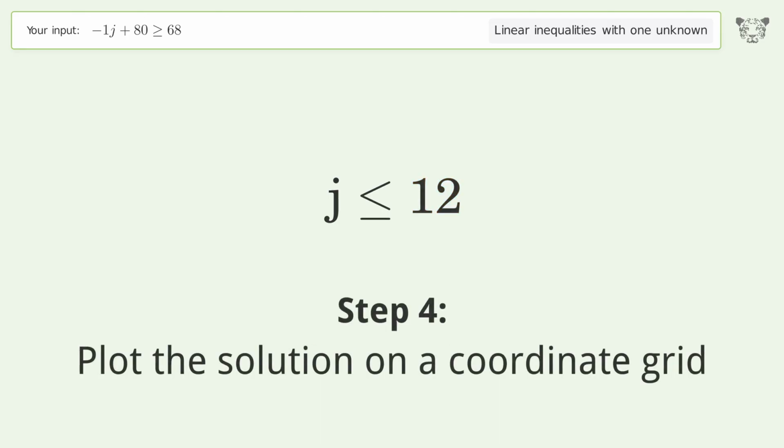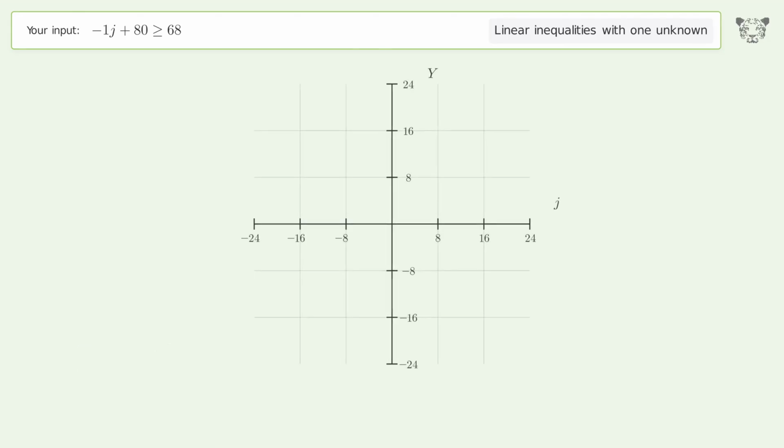Plot the solution on a coordinate grid. And so the final result is j equal or smaller than 12.